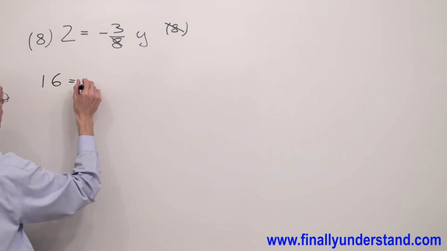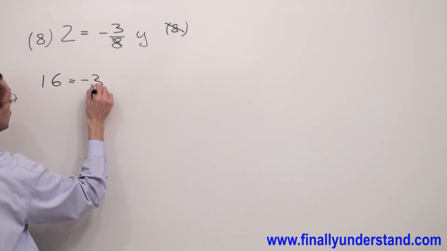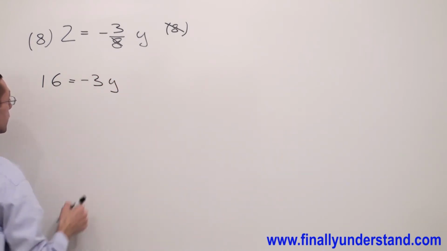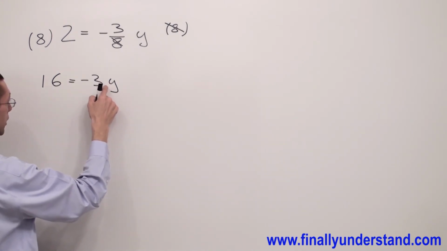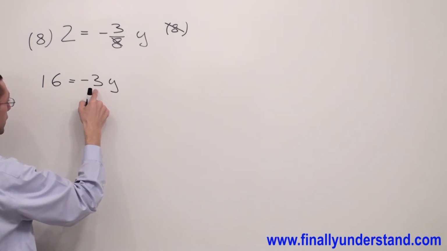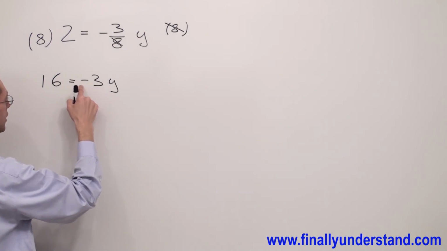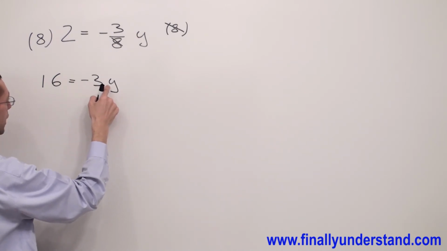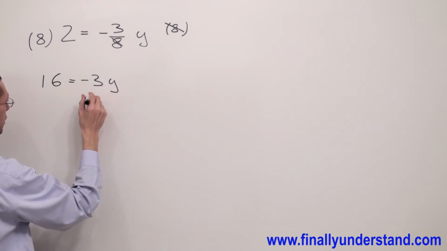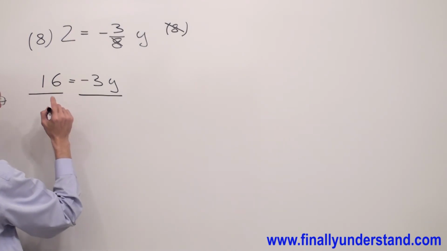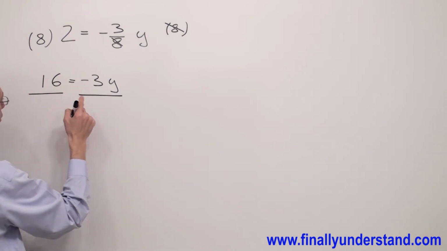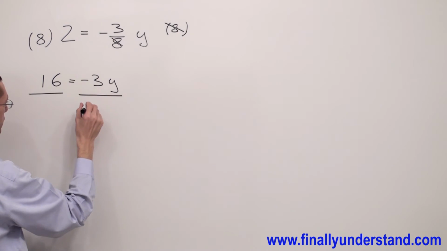equals negative 3y. I'm looking for the value of y. Y is multiplied by negative 3. I do not want to have negative 3 multiplied by y. I have to eliminate the multiplication. In order to eliminate multiplication, I'm supposed to divide both sides of the equation by whatever is multiplied by y. In this case, I have to divide by negative 3.